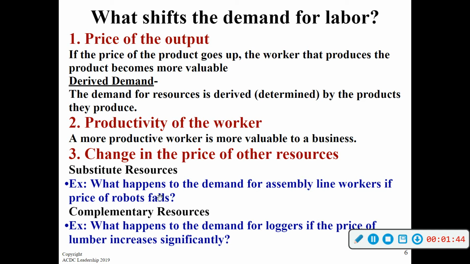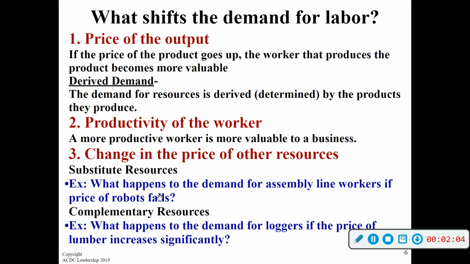Productivity of the worker, obviously, if you are a good employee, you produce more. If you are a bad employee, you produce less. It's that simple. And then change in the price of other resources, or substitute and complementary goods. So for substitute goods, in this case, we have human workers and we have, we'll call it quote-unquote robots, but that could be like self-checkout and things like that.